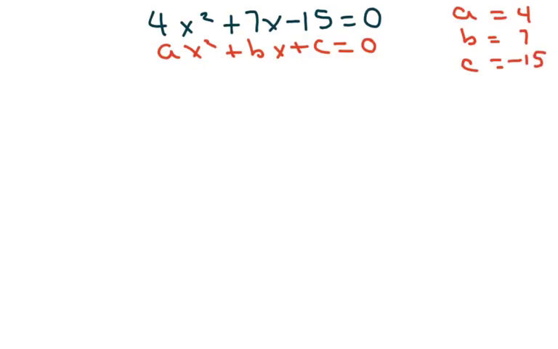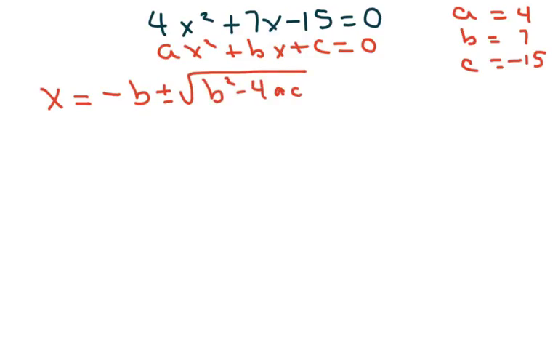So I'm going to write my formula here, and this is really for finding your solutions. That means where the parabola crosses the x-axis. So x equals negative b plus or minus square root of b squared minus 4ac. By the way, this is called the discriminant. We'll talk about that in the next video. All over 2a. It's very important that you keep this formula straight.